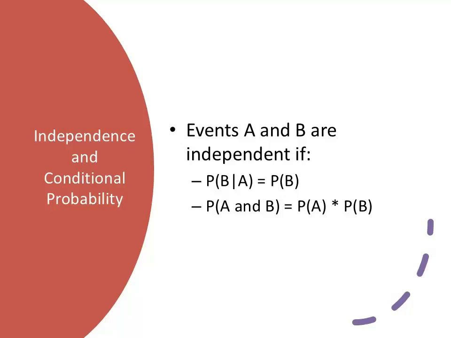Events A and B are independent if knowing that A occurred doesn't change the probability of B. Mathematically, that means probability of B given A equals probability of B. And if that holds, we can say probability of A and B equals probability of A times probability of B. This concept will come up a lot in modeling and assumptions.